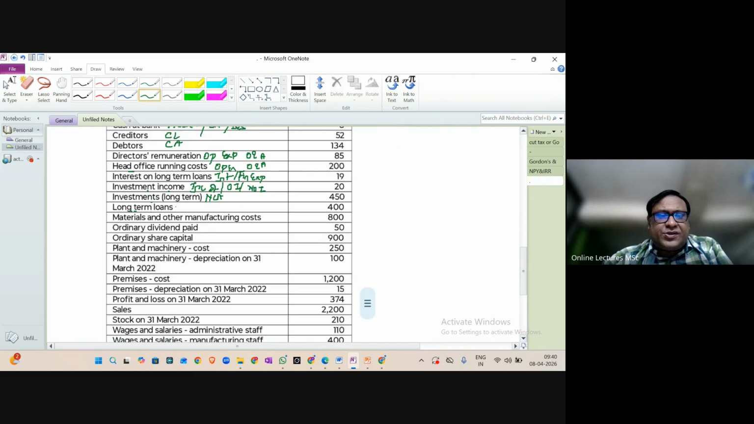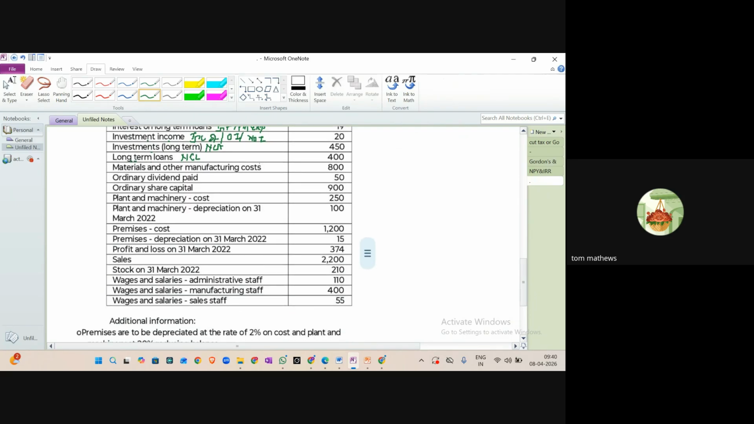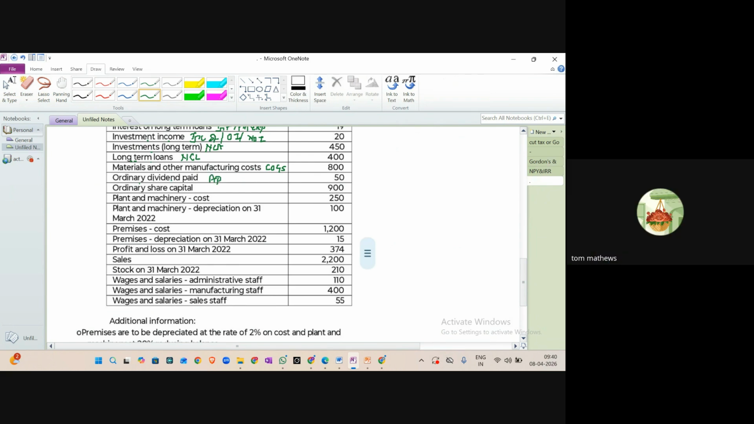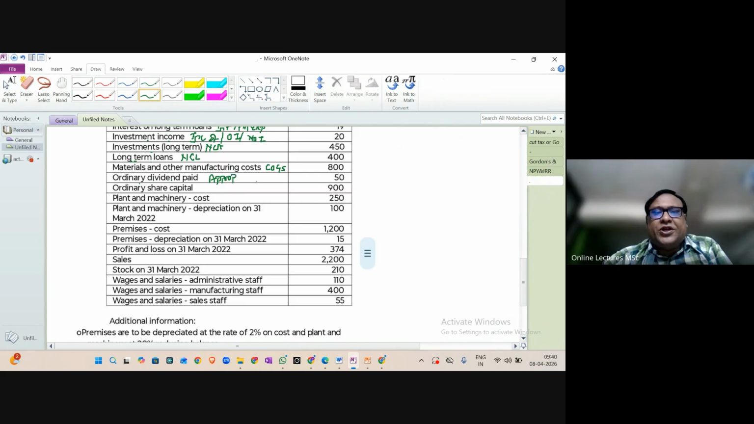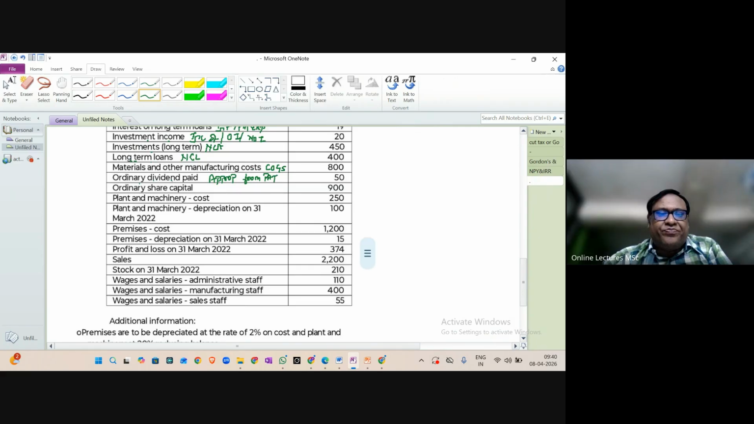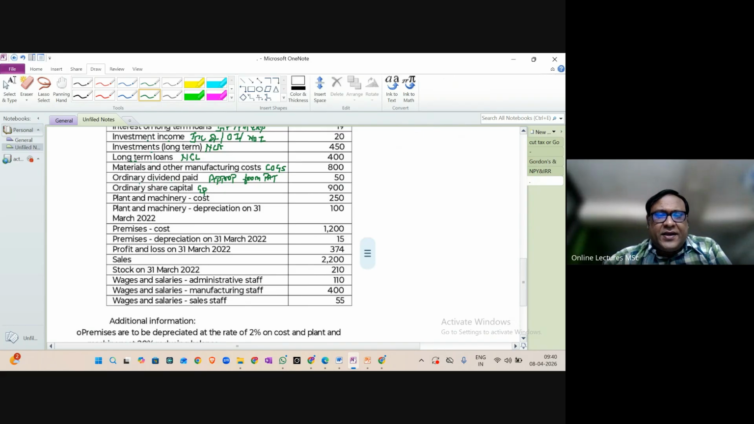Long-term loans. Long-term liability. Fantastic. Non-current liability. Materials and manufacturing costs come under COGS, so we have COGS. Very good. Ordinary dividend paid, we'll treat it as appropriation. Appropriation from the PAT, profit after taxes. Good job. Ordinary share capital. Yes, sir. Ordinary share capital is capital only, not liability. Correct. So under the heading capital plus liability, right? Yeah. So, under the heading equity.